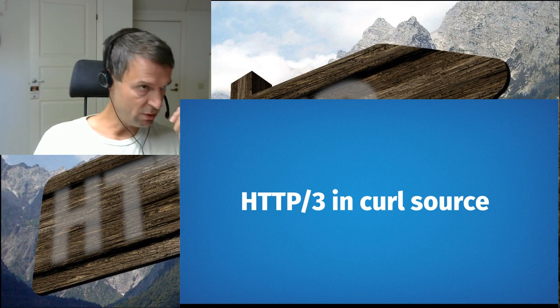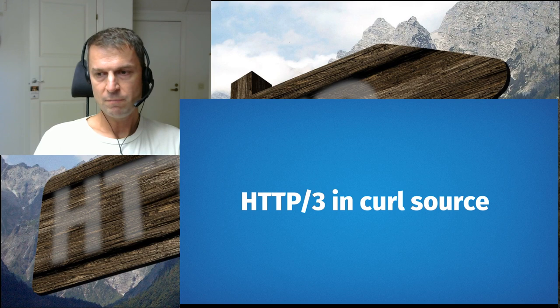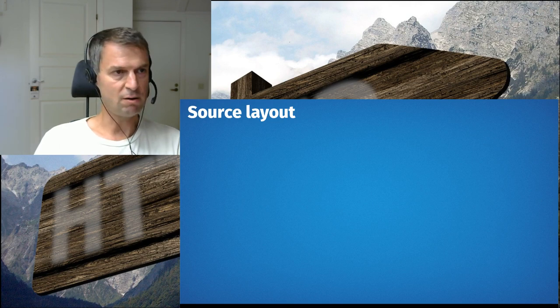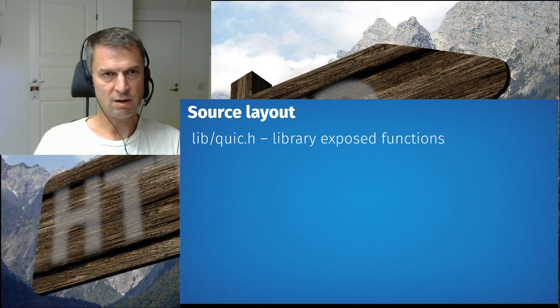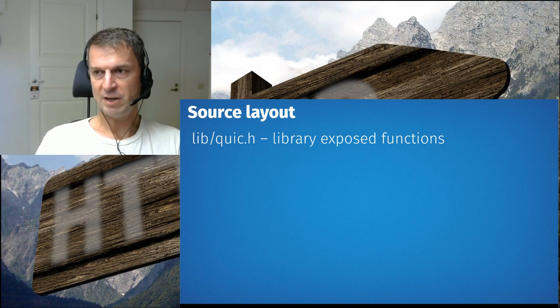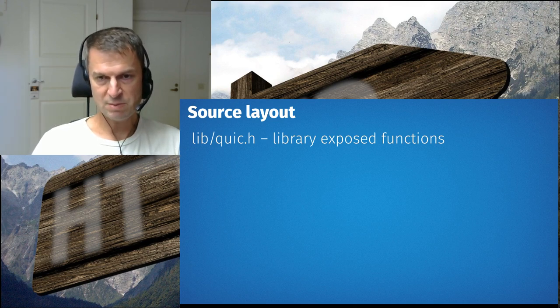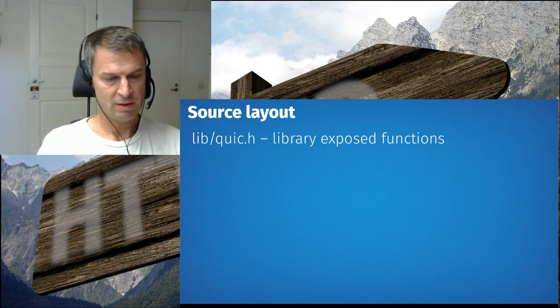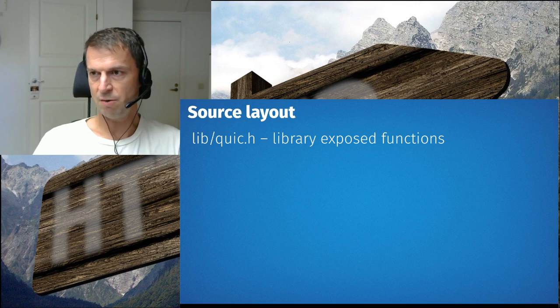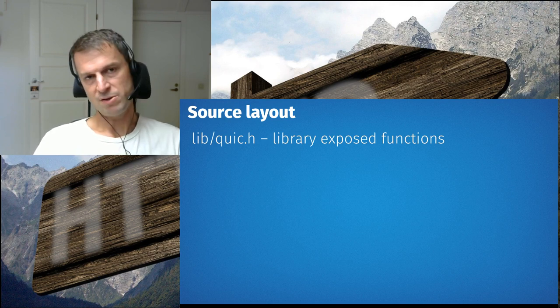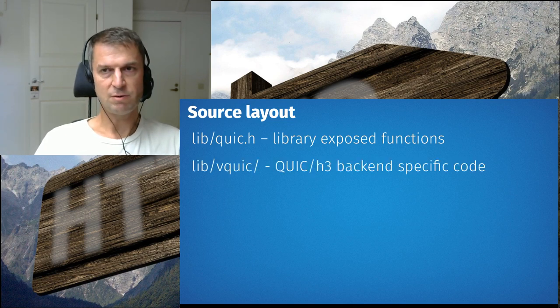It's pretty long going there, so I'm just going to do a brief summary to show you some of the concepts, the fundamentals of where the QUIC and HTTP stuff is done in curl. The source layout is really straightforward in curl right now for QUIC, maybe for everything. There's a library called libcurl. The code is in the lib subdirectory. That's all libcurl code. The quic.h header contains the library exposed functions. By that, I mean the functions that libcurl code can assume exist, functions that are there to provide QUIC. If QUIC is enabled in libcurl, those functions will be there. Those are the prototypes in the quic.h header.